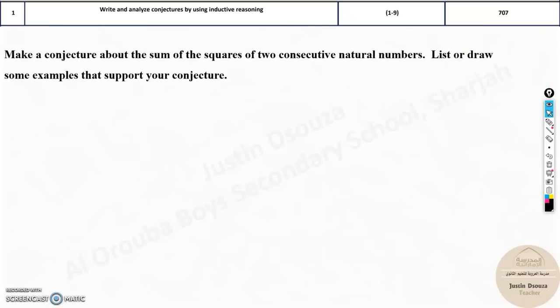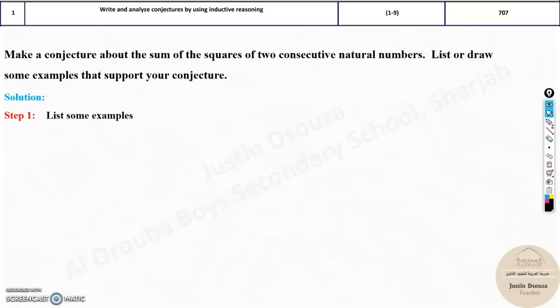It's still in the first topic. There's one question. See, question number 9 is included. That's a different type. Now, for example, they are asking you to make a conjecture about the sum of squares of 2 consecutive natural numbers. List or draw some examples that support your conjecture. Now, they're asking you to find the sum of squares of 2 consecutive natural numbers.